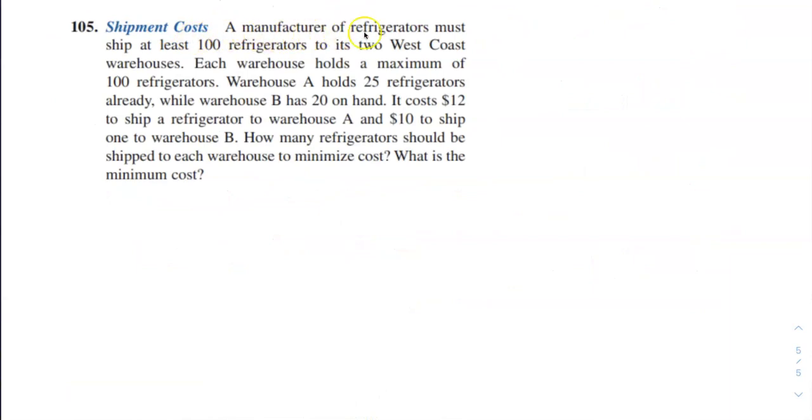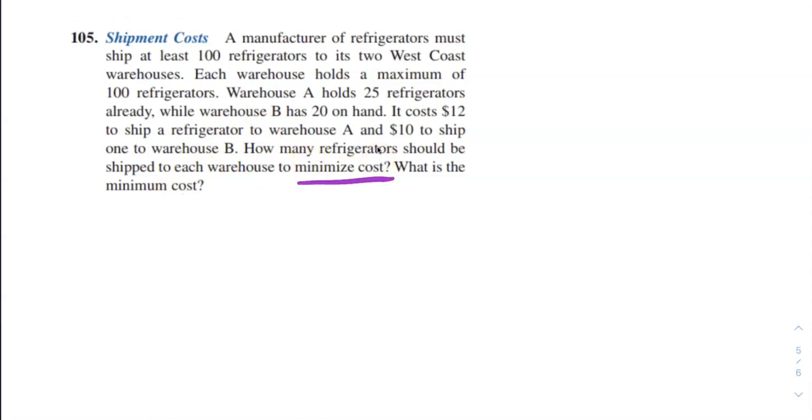Shipping costs. A manufacturer of refrigerators must ship at least 100 refrigerators to its West Coast warehouses. Each warehouse holds a maximum of 100 refrigerators. Warehouse A holds 25 refrigerators already, while Warehouse B has 20 on hand. It costs $12 to ship to warehouse A and $10 to ship to warehouse B. How many refrigerators should be shipped to each warehouse to minimize costs? We're actually trying to find the minimal cost, the lowest value, this time.